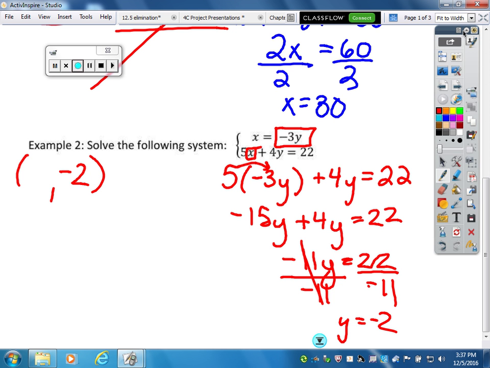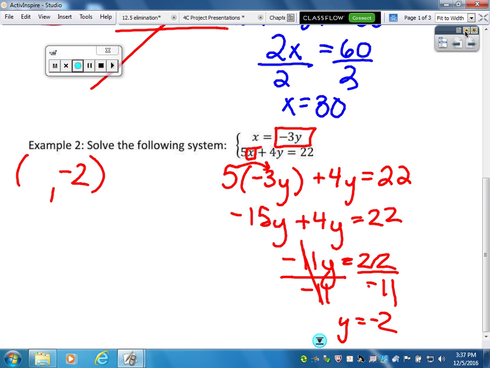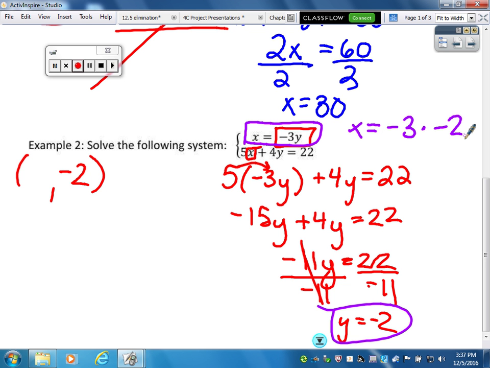Now, do you remember how I find my y after that? Or sorry, I already have my y. How do I find my x after that? Well, here's what your y is equal to. Here's how you find x. Your x is equal to negative 3 times that y, negative 2. So x is equal to positive 6. A negative and a negative make a positive. So there's our new point of intersection for those two lines.